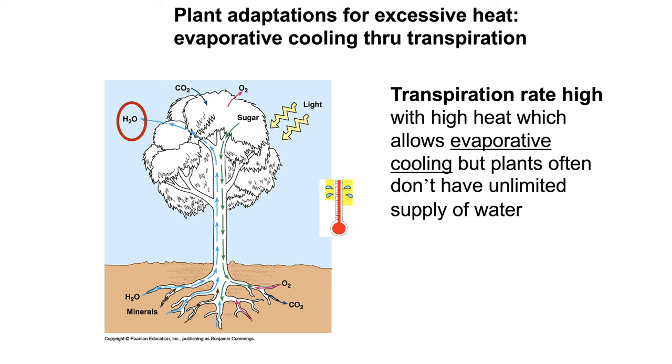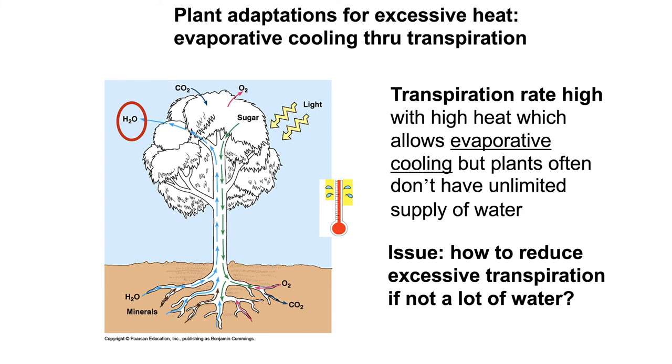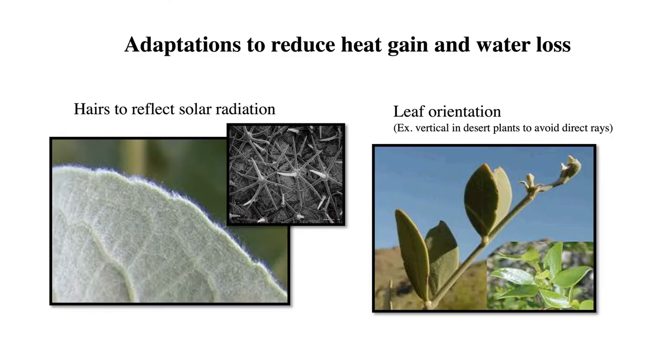One of the big issues with this, though, is that plants often don't have an unlimited supply of water. And this is an especially large issue if you're in a really, really hot place like a desert, okay? So the big issue is how to reduce excessive transpiration if there's not a lot of water. Plants are cooling off a lot from this transpiration process, but they're losing too much water. So how do you reduce this water loss? Plants have to reduce their heat gain. And they have a couple adaptations to help them reduce the overall heat gain so that they're transpiring less and not overheating.